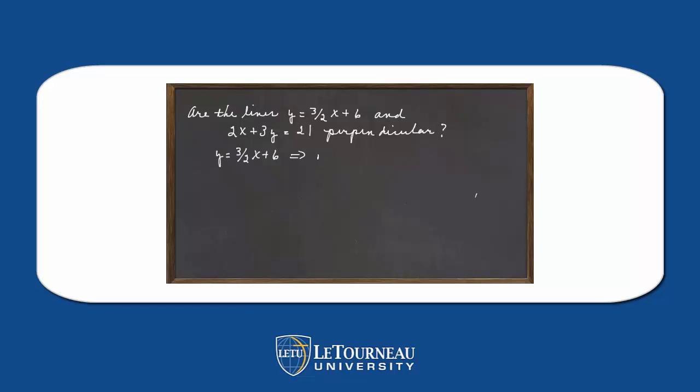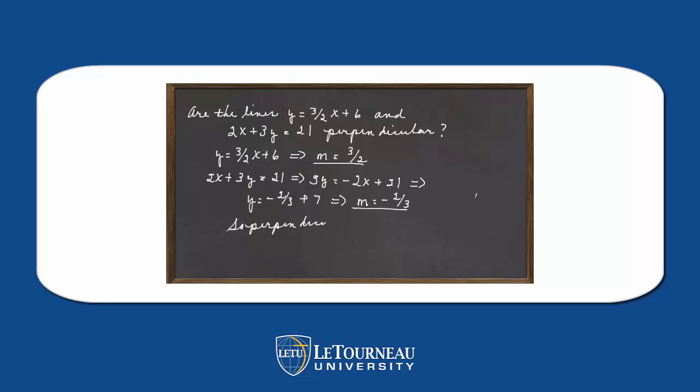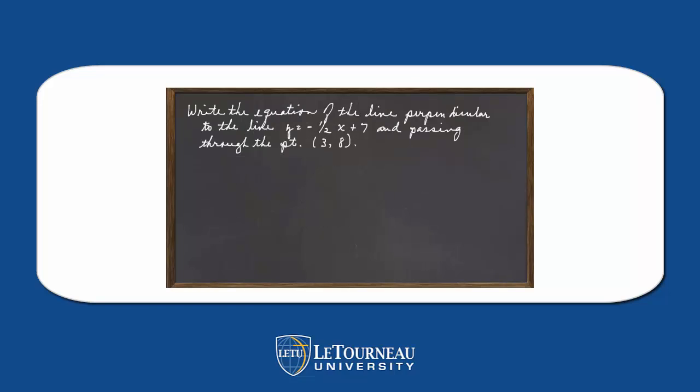Are these perpendicular? Well, the first one's easy. The slope is 3/2. We got to put the next one in slope-intercept form. So here we go. 3y equals minus 2x plus 21. Let's divide by 3. So y equals minus 2/3 x plus 7. M is minus 2/3. Aha! They're negative reciprocals. So the lines are perpendicular. Wow, we did good on that one. Let's go for another one.